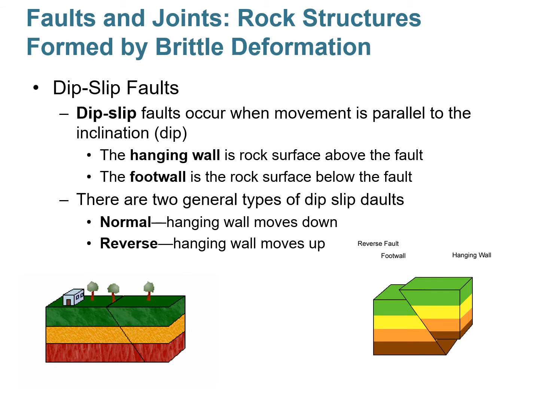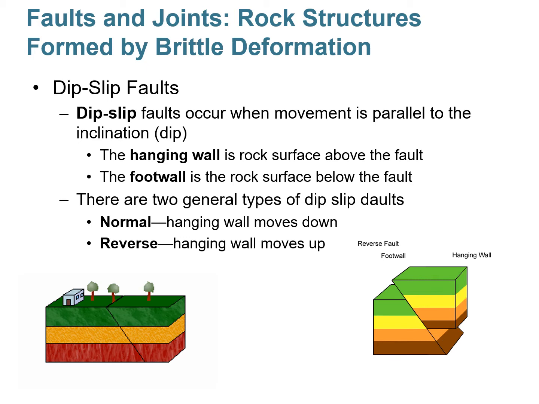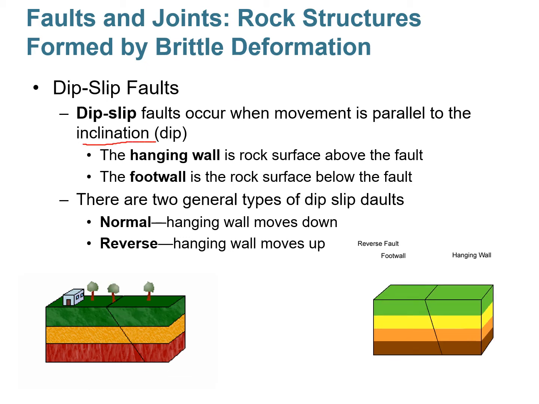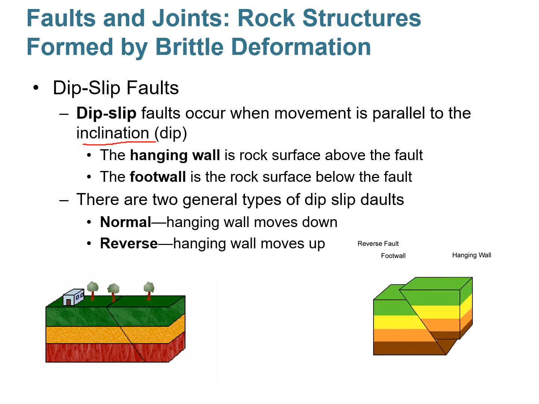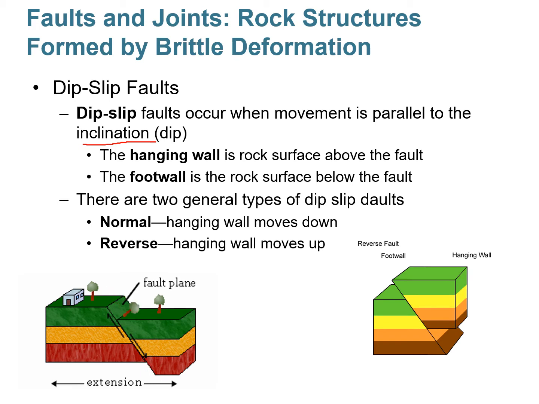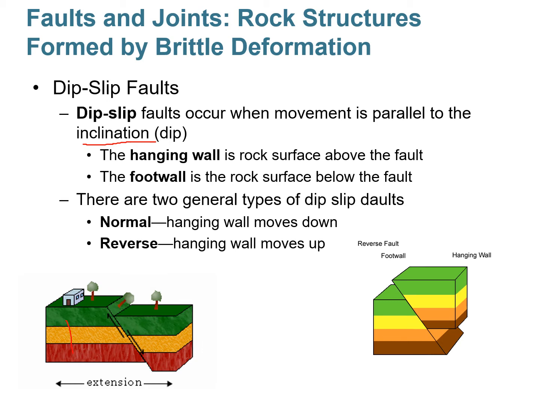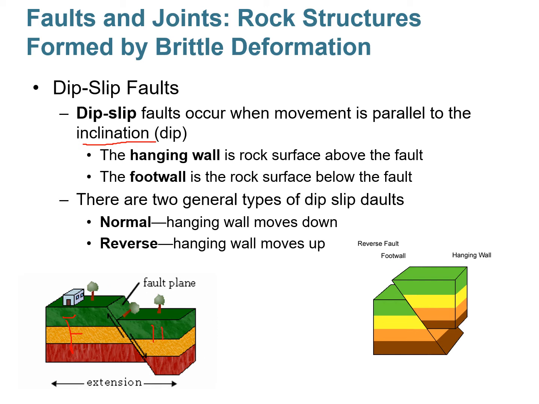Okay, so let's show you some examples. Oh, we got GIFs. Dip slip faults occur when there's movement that's parallel to the inclination or the dip. And there's two features, a hanging wall and a footwall. The hanging wall is rock surface above the fault, and the footwall is below the fault. So here, this here is the footwall. We'll put an F here. Okay, the footwall, I like to imagine I'm a giant and put my foot here to tie my shoe. So this is the footwall block here, and this is H for the hanging wall block.